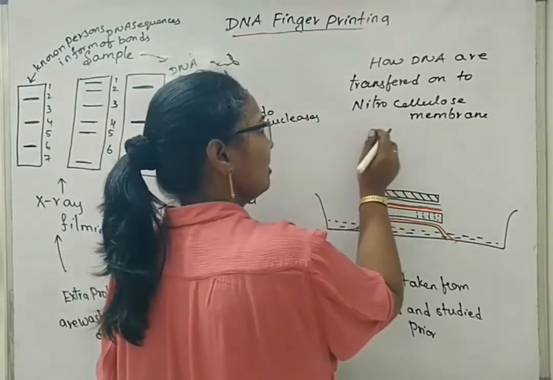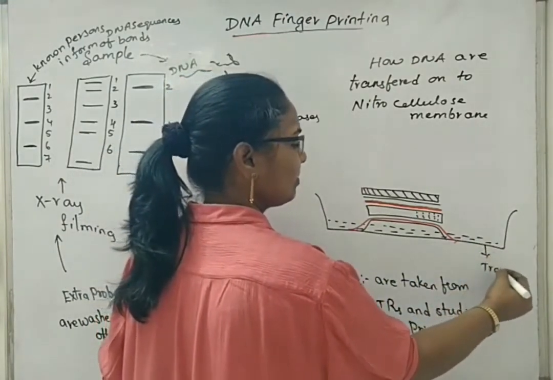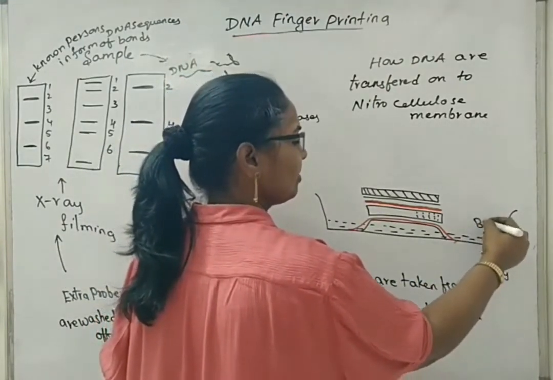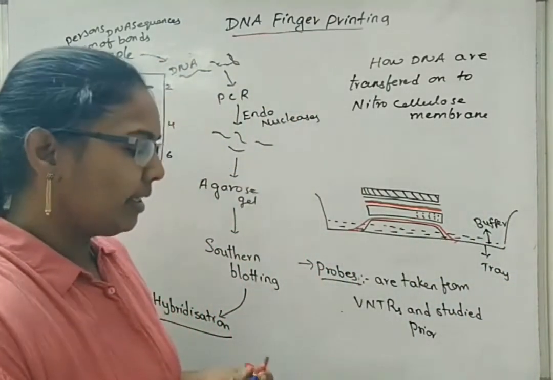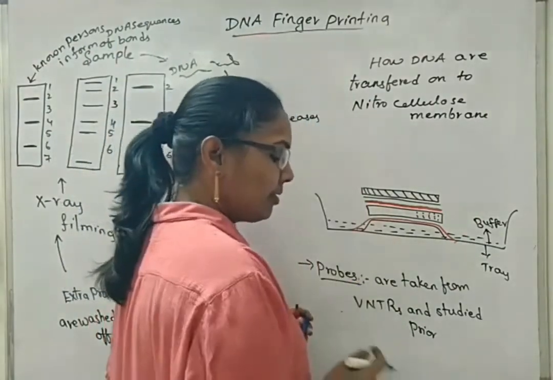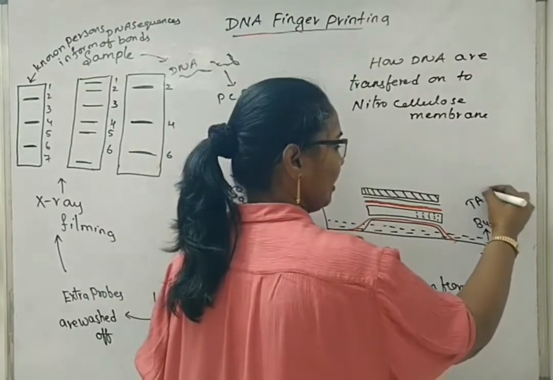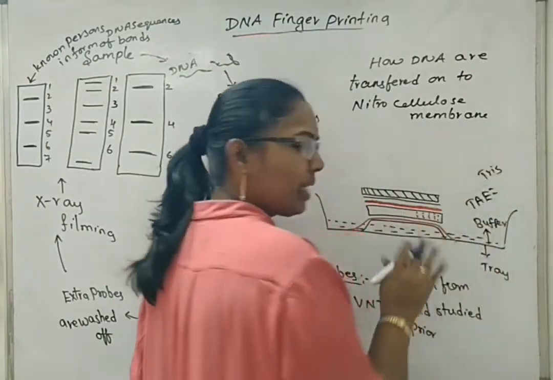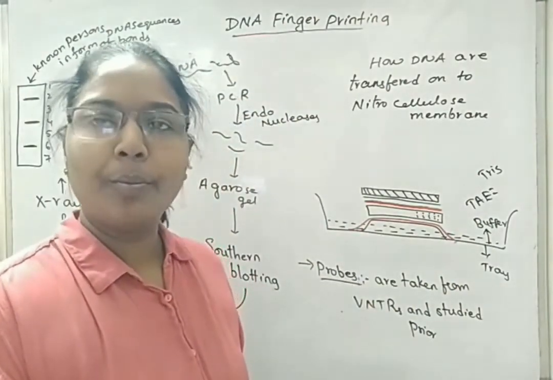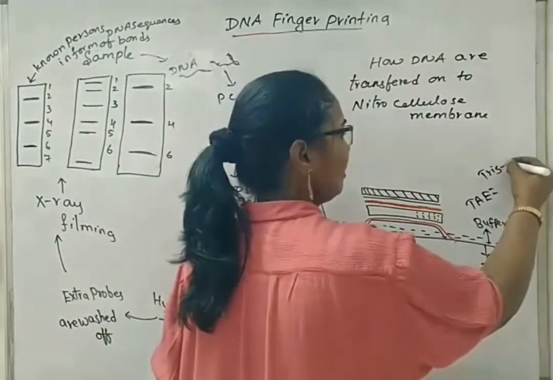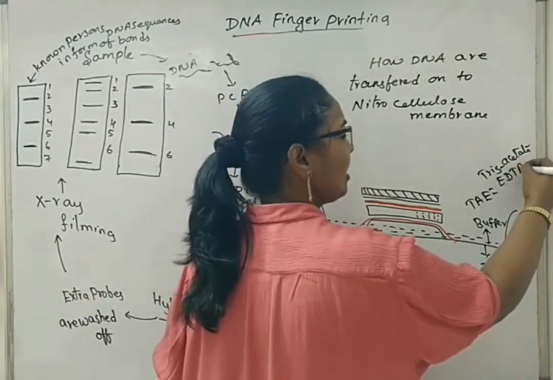See here how the DNA is getting transferred onto nitrocellulose paper. Take a tray, add buffer. Here, as a best example of a buffer, we can take TAE. This is Tris acetate EDTA, ethylene diamino tetraacetic acid. Not only this, there are different types of buffers used. What is the use of a buffer? A buffer is used to maintain the pH.